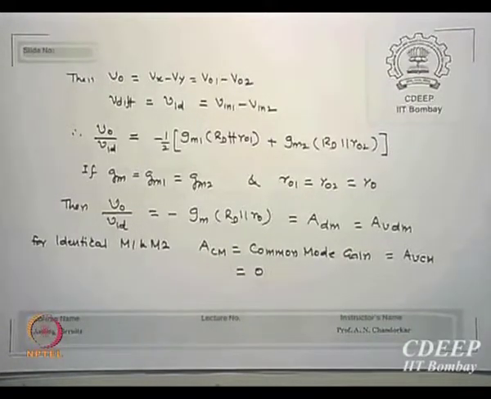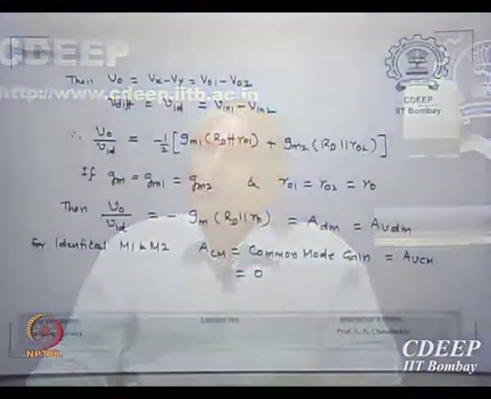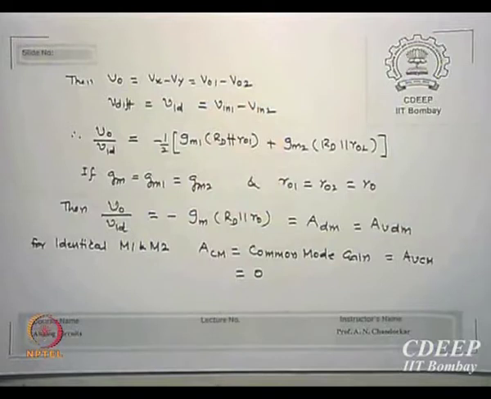If the source is ideal, the current source is ideal, what is the common mode gain actually? Common mode means signals are same at both ends, is that correct? So VO1 will be equal to VO2, so the difference of VO1 and VO2 will be 0. So what is ACM, the common mode gain? 0, because VO1 minus VO2 will always be 0 if V in 1 equals V in 2, is that clear? If the inputs are same and the circuit is symmetric, both outputs will be same, that means if outputs are same then the difference is 0, so ACM is 0.